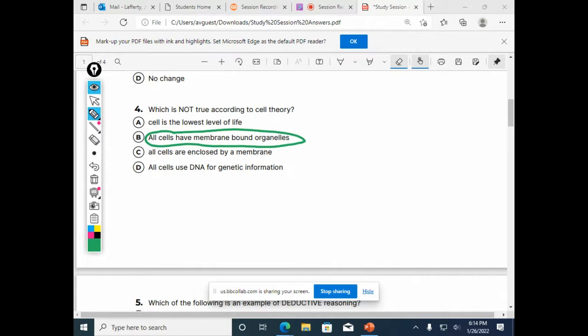But there is a specific type of cell that has membrane-bound organelles. Does anybody know that? What's it called? It's okay, we haven't gone over it. Okay, so eukaryotic cells have membrane-bound organelles. We should go over that, I want to say Monday.